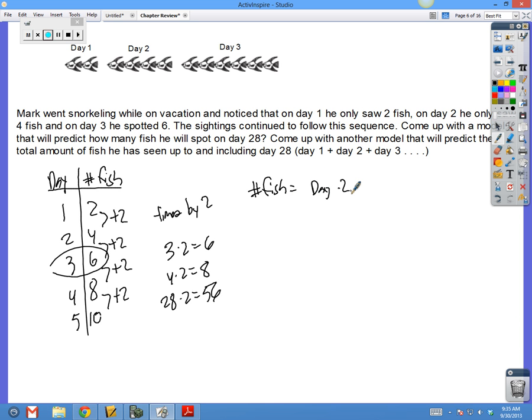Okay, now the model that's going to predict the total amount of fish, this is going to be a little bit different.